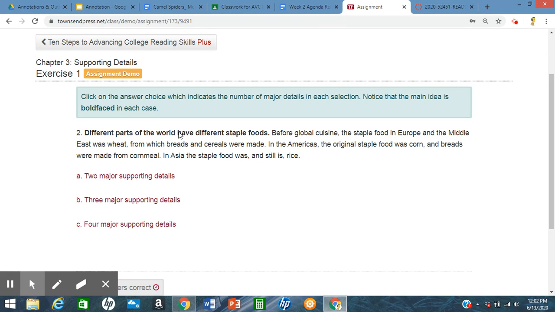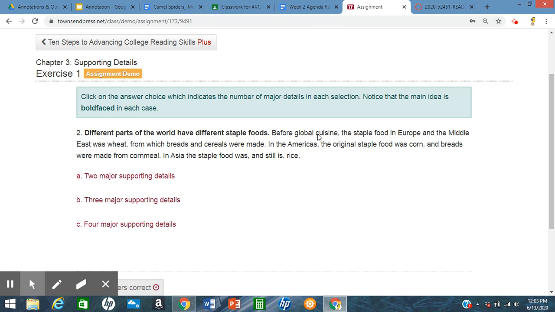So which sentences talk about different parts of the world? Well, in this one, they talk about Europe and Middle East. That's 1. And in this one, 2, in the Americas. So that's 2. And then look at this last one, 3, in Asia. So we have, again, 3 major supporting details because they change the subject matter for that support.